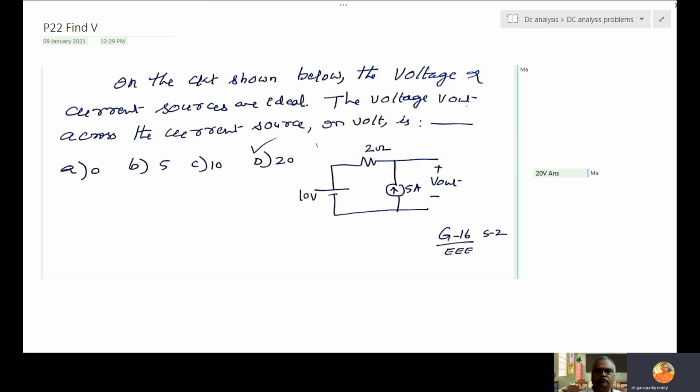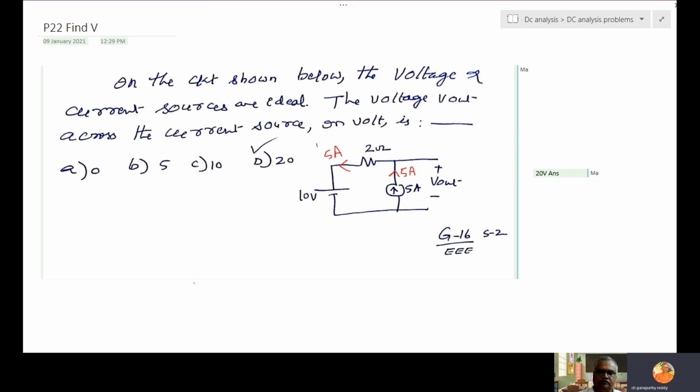In the circuit shown below, the voltage and current sources are ideal. Find the voltage V out across the current source in volts. So this V out is not 0. 5 into resistance 0, 5 into 0 is 0, is a common mistake. That is wrong. If this is giving a current of 5 amps, this 5 cannot go to the right side now. It will go only to the left side. Independent of this voltage and resistance, a current of 5 ampere is flowing.